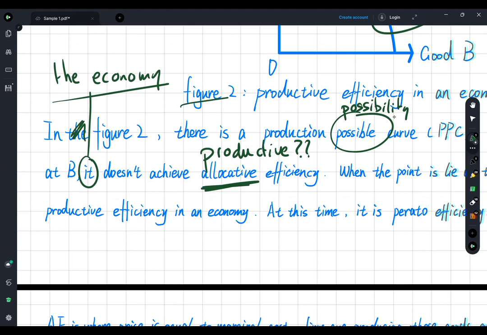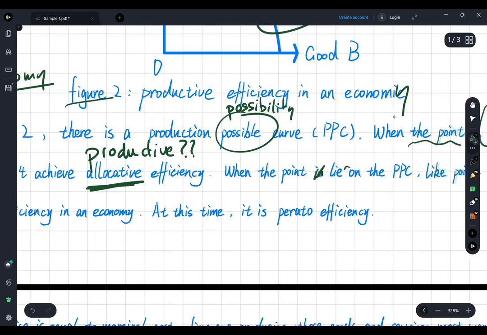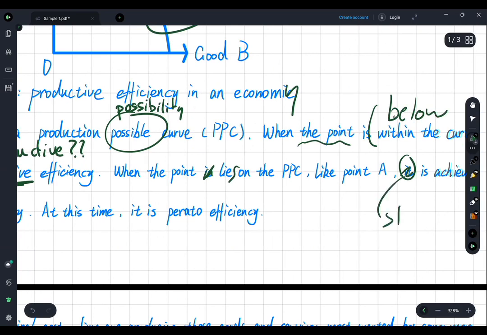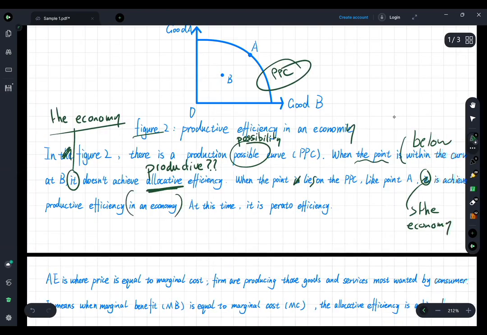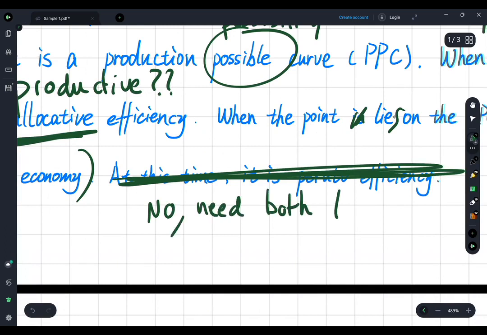It does not achieve productive efficiency when the point lies on the PPC, like point A. It's the same thing. We should say the economy achieves productive efficiency. Okay, so we don't need this then. At this time, it is Pareto efficient. No, actually, this is incorrect, because if you want to have Pareto efficiency, you need both productive and allocative efficiency. So no, need both PE and AE.